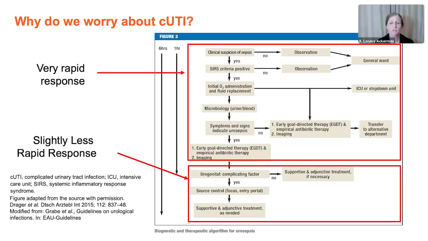It tends to fall into two sort of phases. One is the sort of rapid response that should happen very quickly when you recognize that somebody is at risk of a more serious infection. And then there's sort of the secondary phase where hopefully we've stabilized the patient and they're doing okay, and we've got to move on to trying to get them past this.